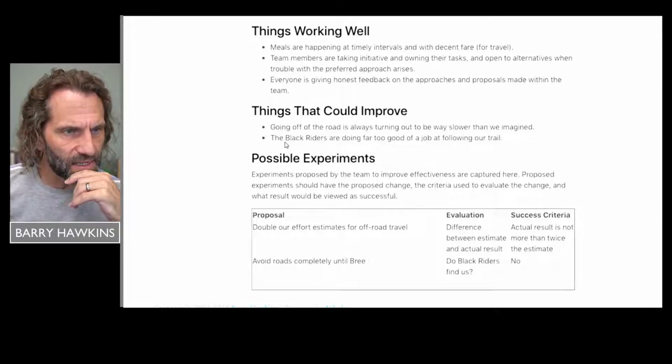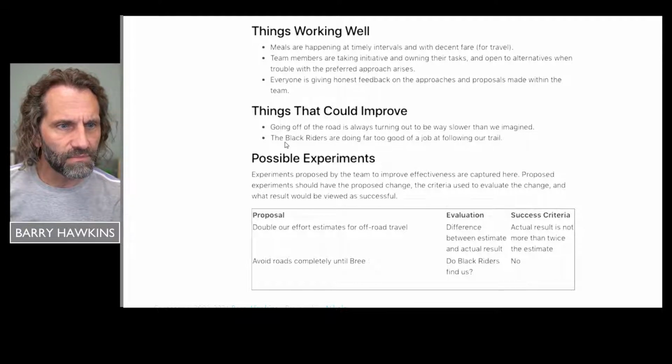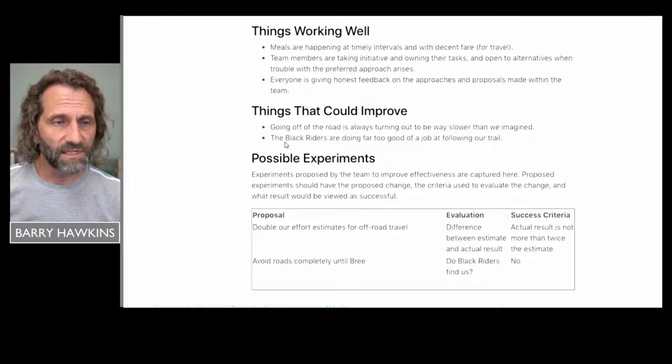And then secondly here, avoid roads completely until Bree. That seems like a very specific experiment. And the evaluation criteria, do black riders find us? And the success criteria would be no. So that seems just insanely straightforward. And so those are development logs. Try it out.